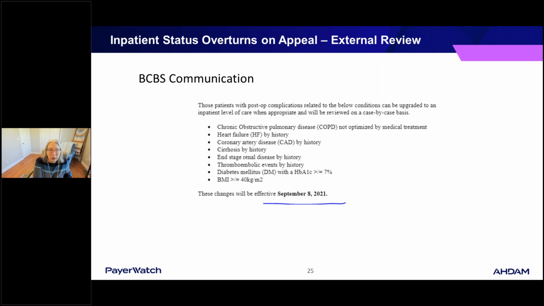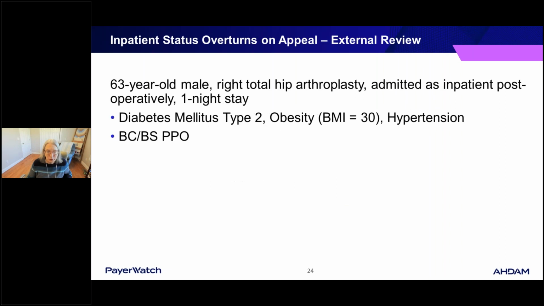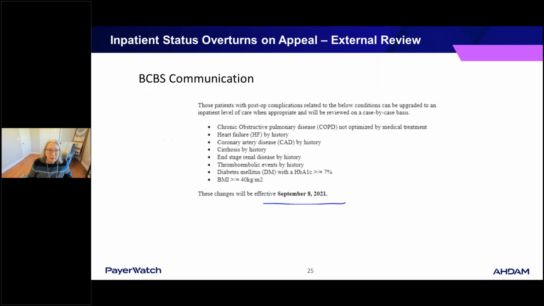They can be upgraded to an inpatient if they have things like COPD that's not optimized, heart failure by history, CAD, cirrhosis, end-stage renal disease, diabetes with a hemoglobin A1c greater than or equal to 7%, or a BMI greater than or equal to 40. Well, this gentleman's BMI was 30, and he did have diabetes. The interesting thing was there was no hemoglobin A1c in the medical record.